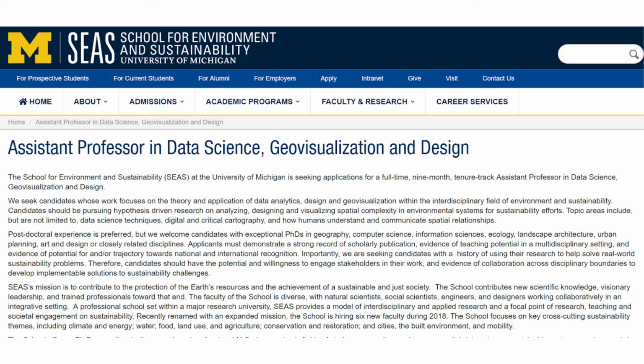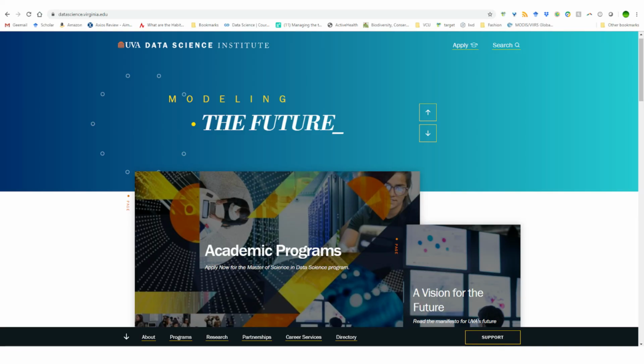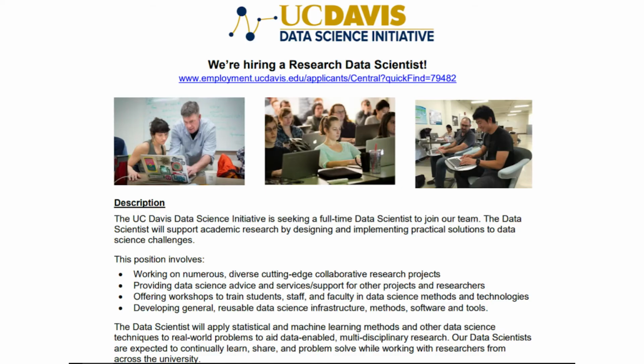In academia, we're starting to see more and more job ads that require these data science skills. For example, the University of Michigan a few years ago now advertised for an assistant professorship of data science. Down the highway at the University of Virginia, they recently launched their Data Science Institute to meet this incredible demand. University of California, Davis also advertised for a research data scientist position.